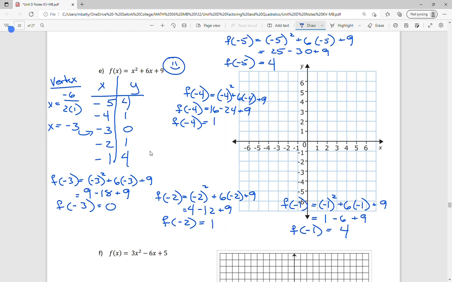So graphing this at -5 and 4, -4 and 1, -3 and 0, -2 and 1, and -1 and 4 gives me 5 points to anchor the drawing of my parabola.